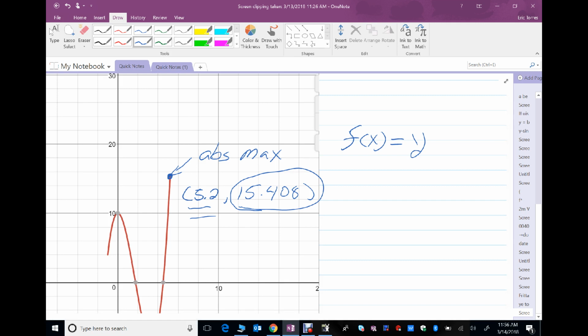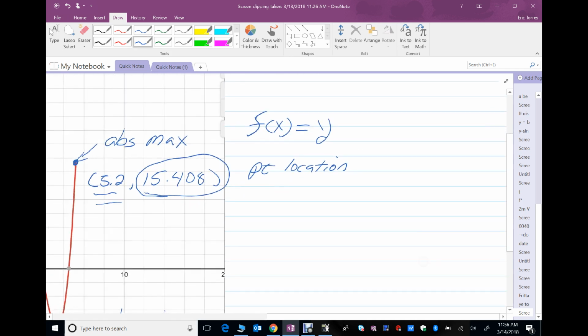So you have to be very careful when you're being asked this. Are you being asked for an x value or a y value or a point? A point is a location. So if I ask you for the location of the absolute maximum, key term, location of the absolute maximum value, then you would give that answer as a point.